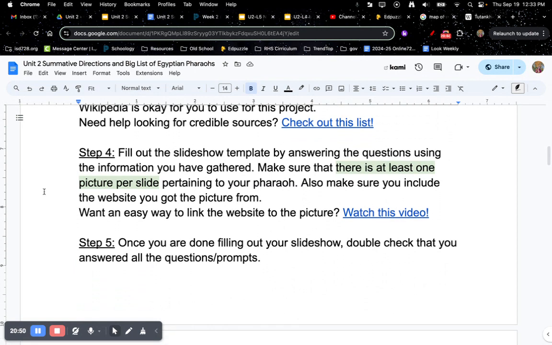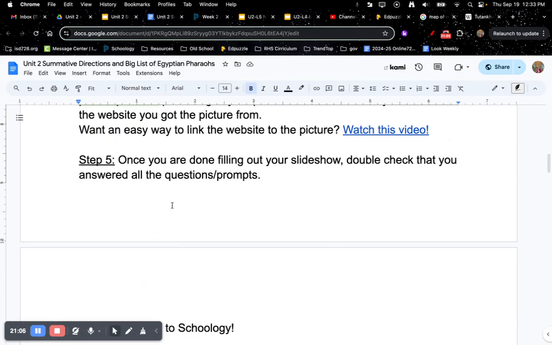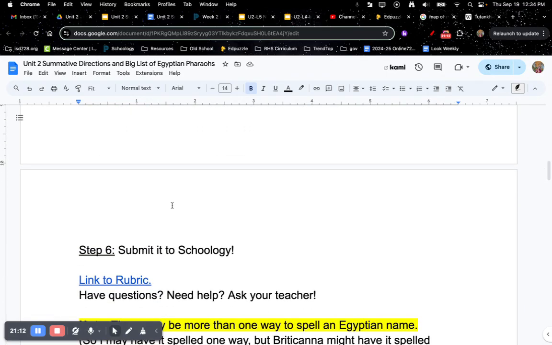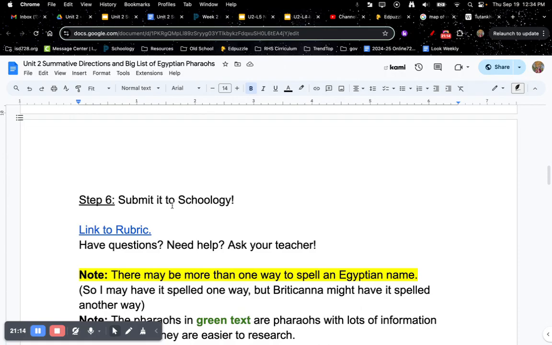Step 4, fill out the slideshow template by answering the questions using the information you have gathered. Make sure that there is at least one picture per slide pertaining to your pharaoh. Also, make sure you include the website you got the picture from. Okay? And then step 5, once you're done filling out your slideshow, double check that you answered all the questions in the prompts. And then step 6 would be to submit it to Schoology.